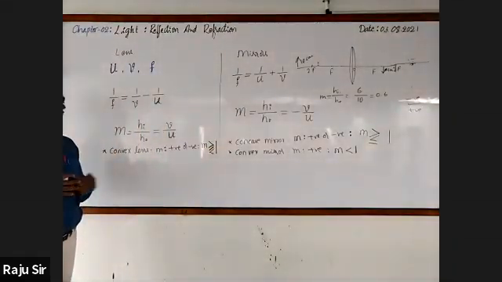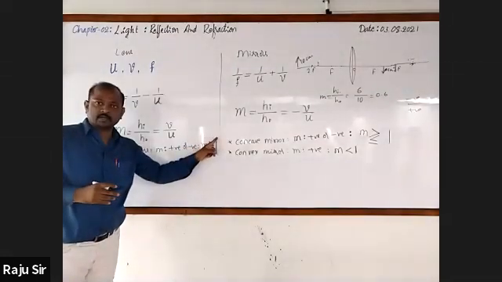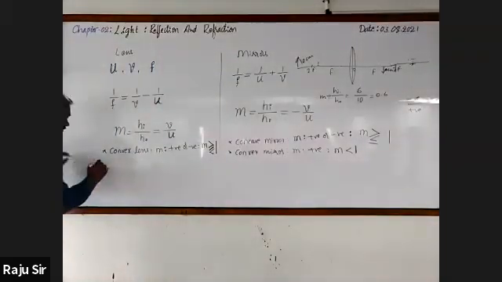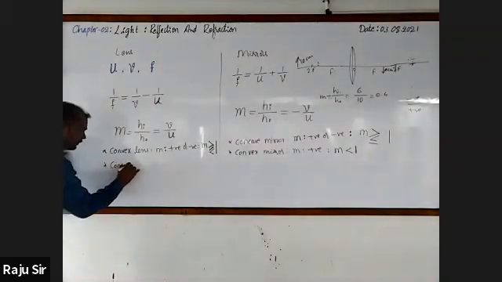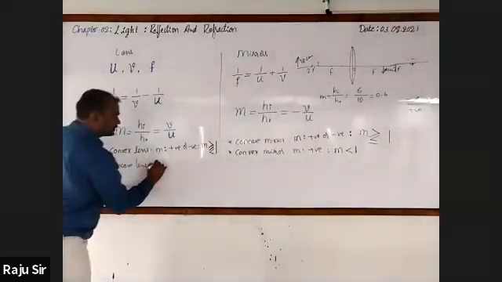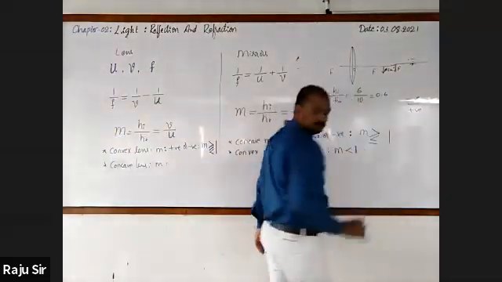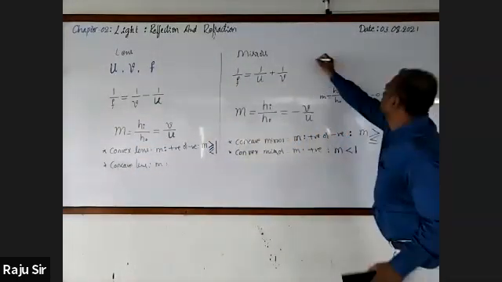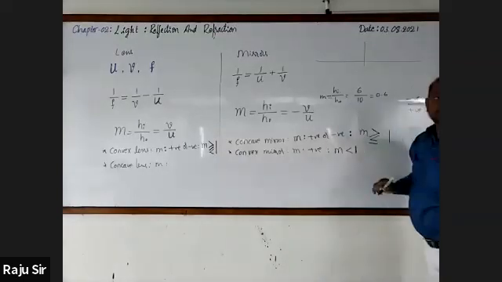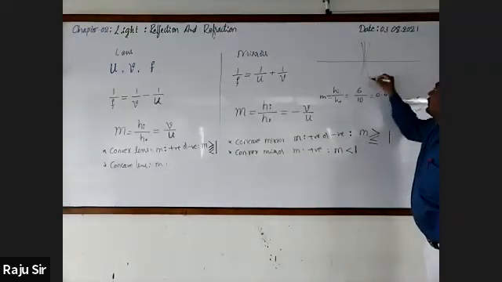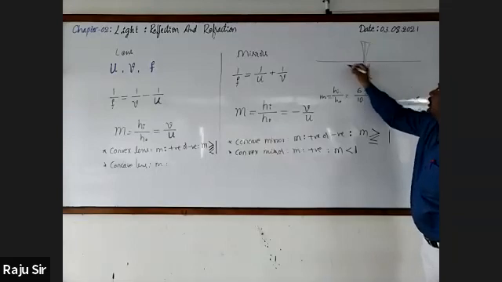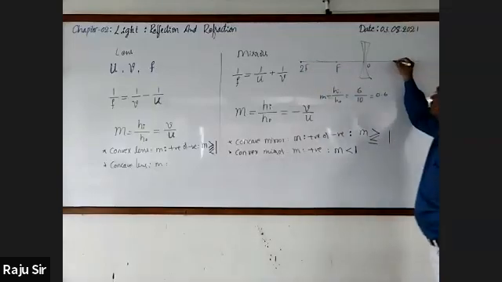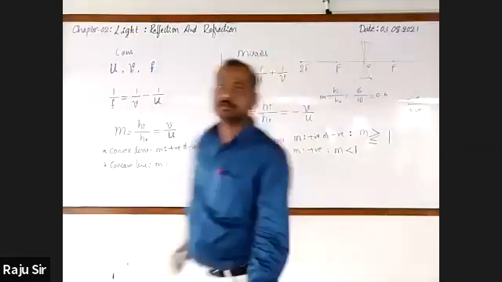Magnification is greater than 1, less than 1, or equal to 1 with respect to convex lens. Now the concave lens. This is the principal axis, aperture, concave, optic center, principal focus, second principal focus, here also principal focus.